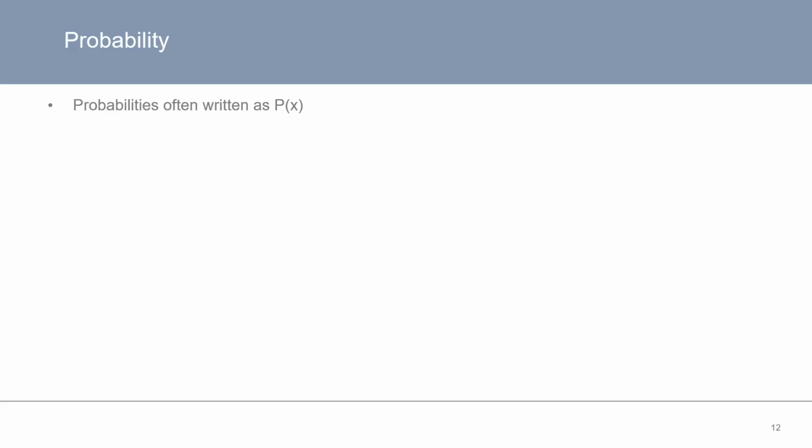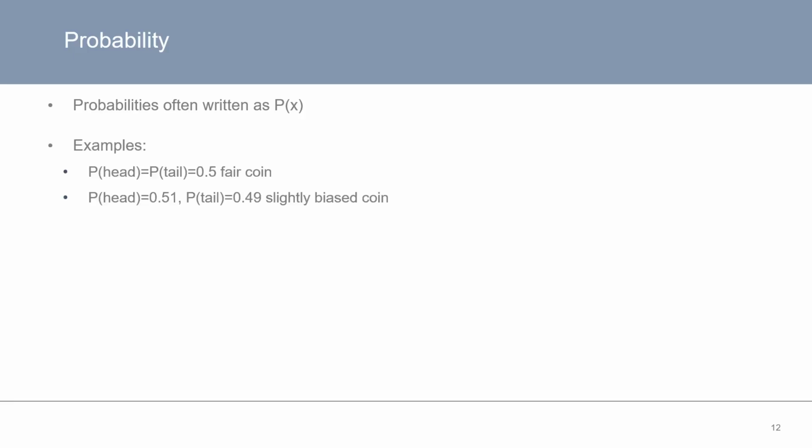The notation for writing probabilities often looks something like this, P(x), or the probability of x. So for example, if we have a fair coin, the probability of tossing a heads or the probability of tossing tails are both equal to 0.5. It's also possible you could have a slightly biased coin, in which case you'd have the probability of heads being 0.51 and the probability of tails being 0.49.